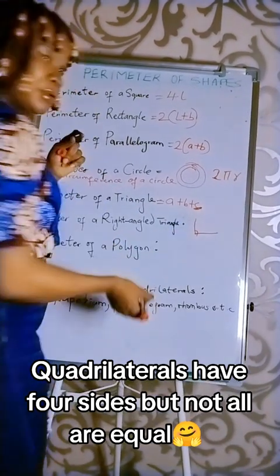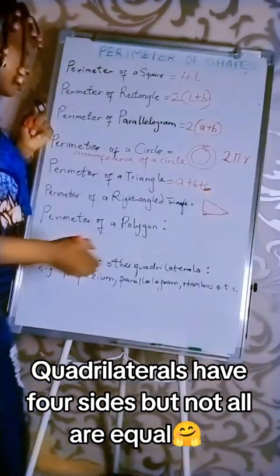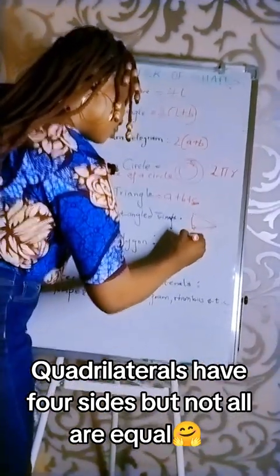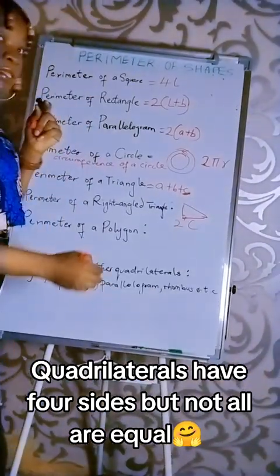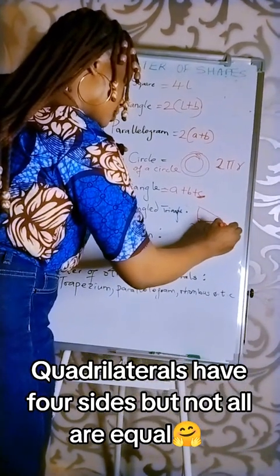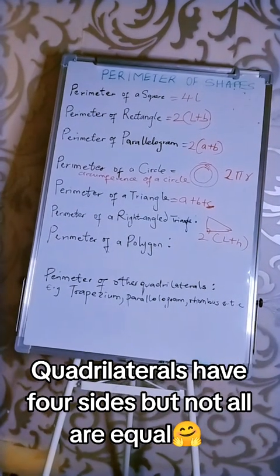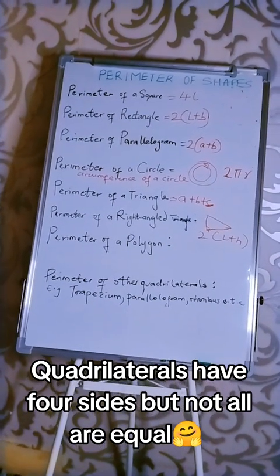when we say right angle, it is angle 90 degrees, right? So the formula for this will be what? 2 bracket length plus what? Height. 2 bracket L plus H.